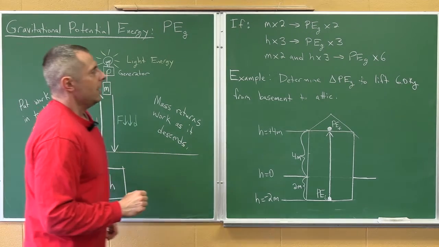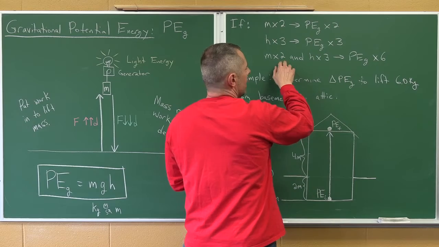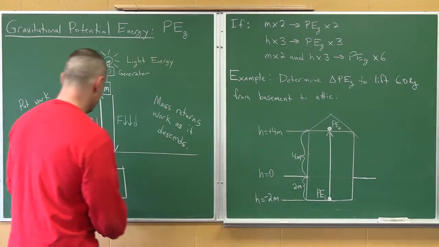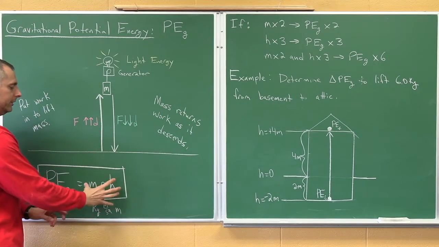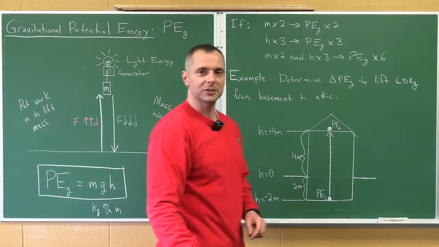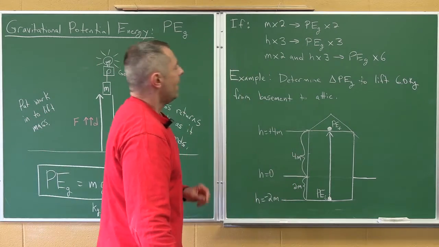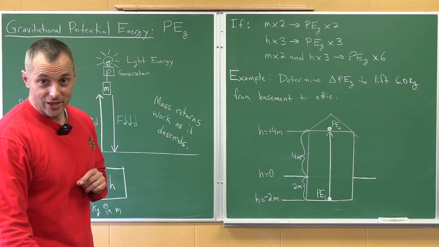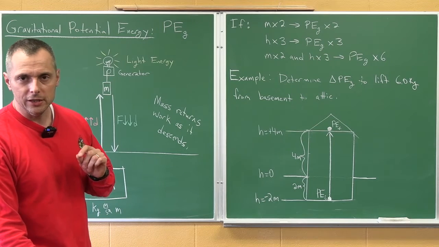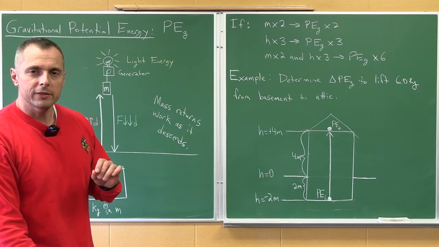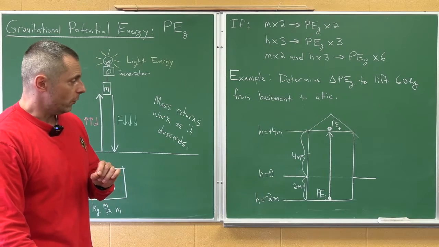Okay? What about if you do 2 things? Double the mass and triple the height. You look at this formula, double, triple together is 6 times as much potential energy. All right, so time for an example. And this example is going to illustrate another important thing about this potential energy formula.